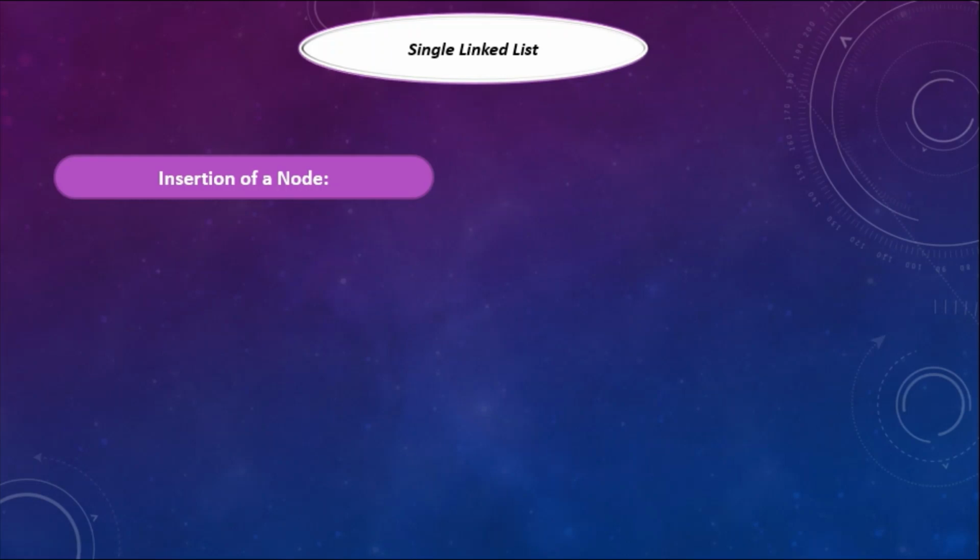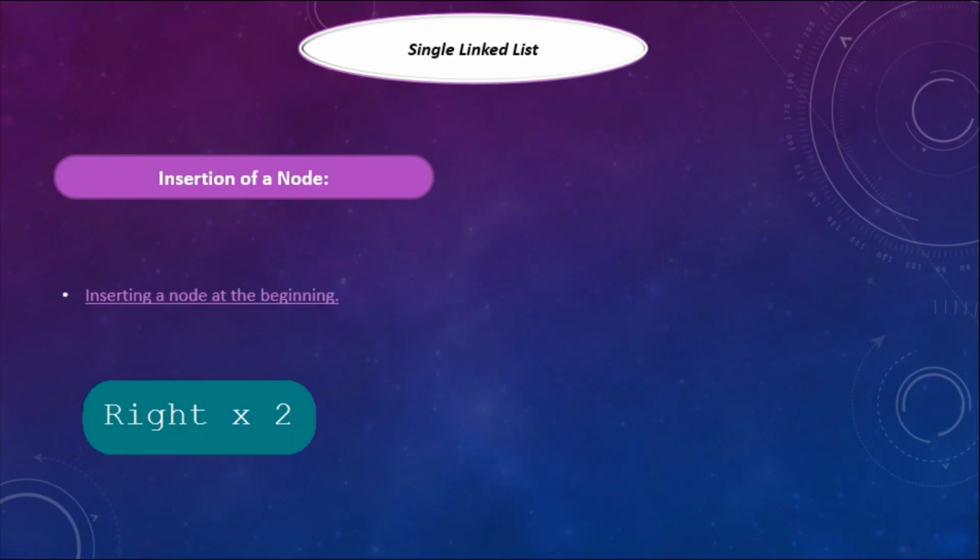And after that, the new node can be inserted at three different places. They are: inserting a node at the beginning, inserting a node at the end, or we can also insert a node at an intermediate position. So let us start with the insertion of a node at the beginning.